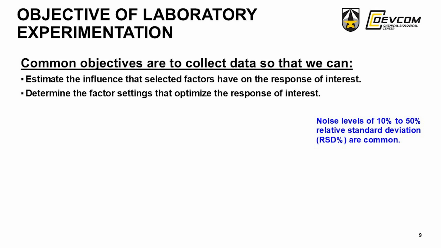When we do a laboratory experiment, or any experiment for that matter, what are we trying to do? Usually we estimate the influences of factors of interest, how they affect the response. And then we also usually want to determine where we put those factor settings to optimize that response. Those are the two common objectives that I see.